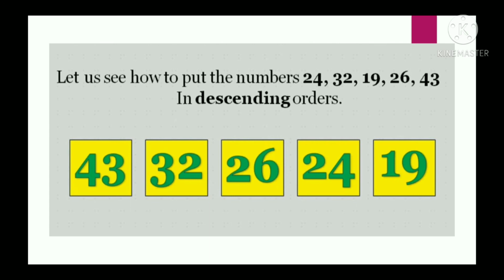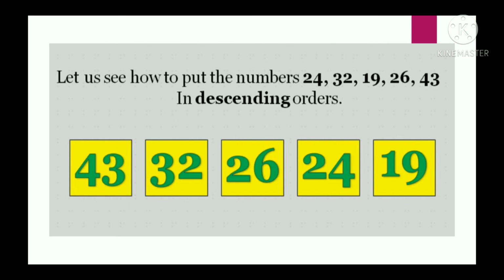So we'll write it first. After 43, which one is the greatest? 32 is the greatest, so we'll write it in second place. Now after 32, 26 and then 24, and the smallest one will be written last in descending order. So we'll write 19 at last. Here you can see I have written 43 at the first position and 19 at the last position. So here we go from biggest to smallest. I hope you have understood descending order and ascending order as well.